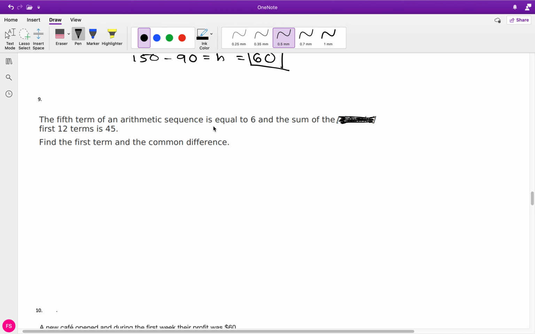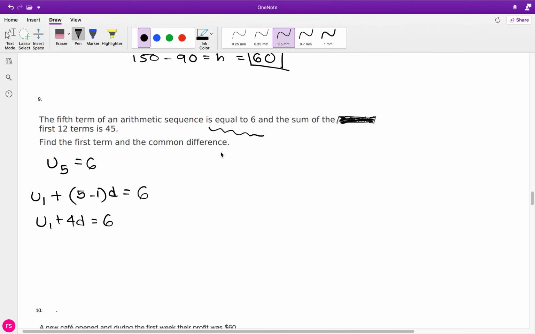Okay, let me form an equation with this first. The fifth term of an arithmetic sequence equals 6. By using this information, I can write u1, I don't know what that is, so I will just leave it like that, and then n minus 1, the n is 5, minus 1, times the common difference, I also don't know that, so I will leave it like that, equals 6. This will give me u1 plus 4d equals 6.